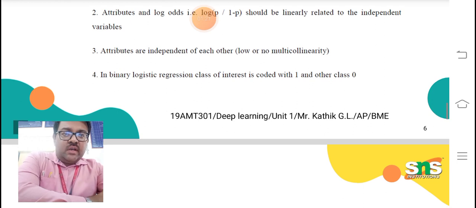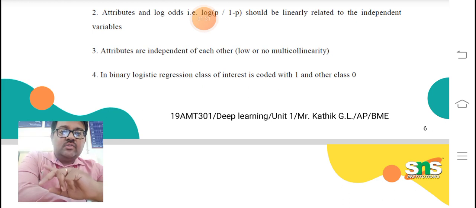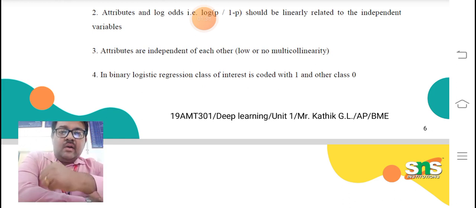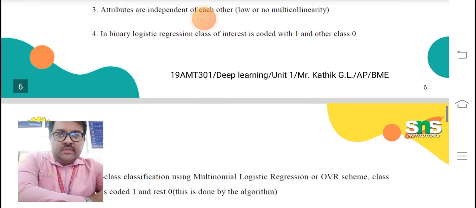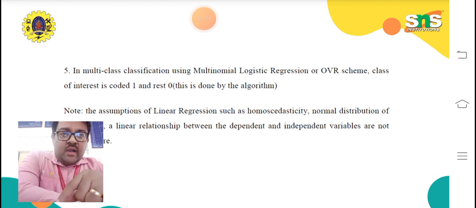In binary logistic regression, the class of interest is coded as 1 and the other class as 0, because binary means two classes only, like cancer is present or cancer is absent, right? Or say a bag is empty or bag is full, like that. It is two possibilities. In multi-class classification using multinomial logistic regression or the OVR scheme, the class of interest is coded 1 and the rest is coded as 0. This is done by the algorithm.